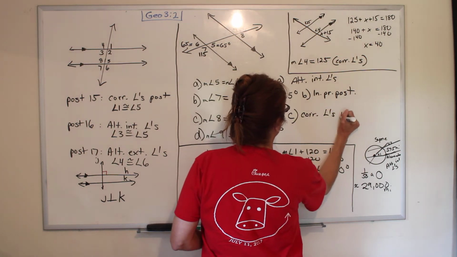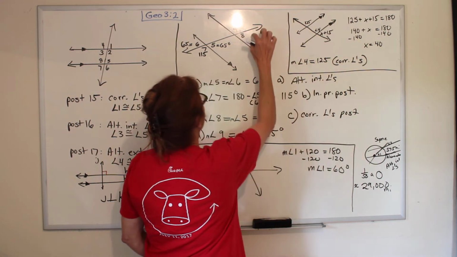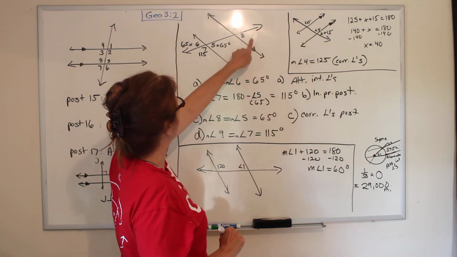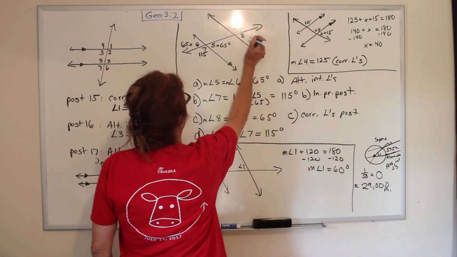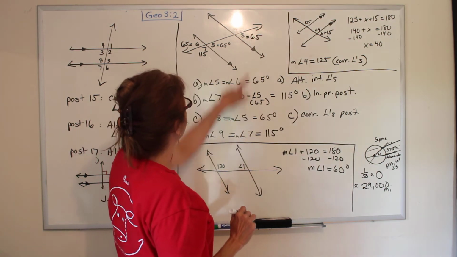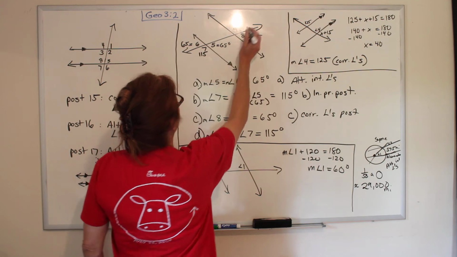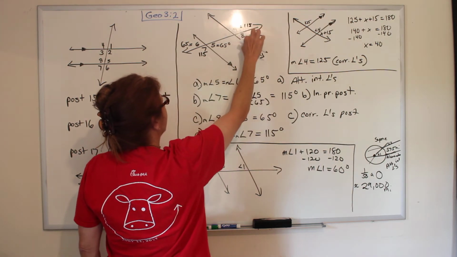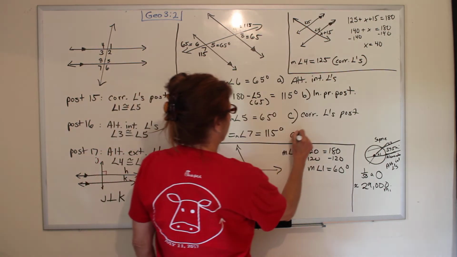That angles in the same position have the same measurement. So we know 8 is also 65. Okay, and we can know that 9 is also 115 because 9 and 8 are a linear pair.